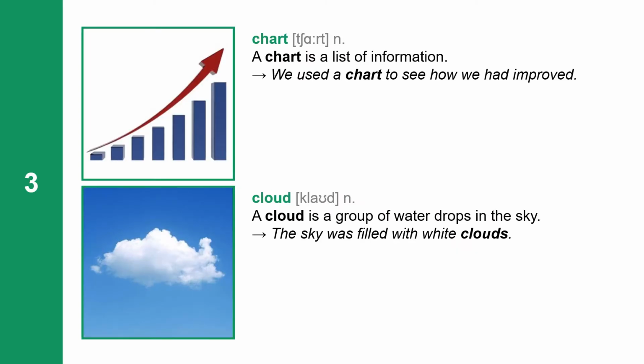Next one, chart. Chart has 1 syllable and is a noun. A chart is a list of information. We used the chart to see how we had improved. Next one, cloud. Cloud is a noun. A cloud is a group of water drops in the sky. The sky was filled with white clouds.